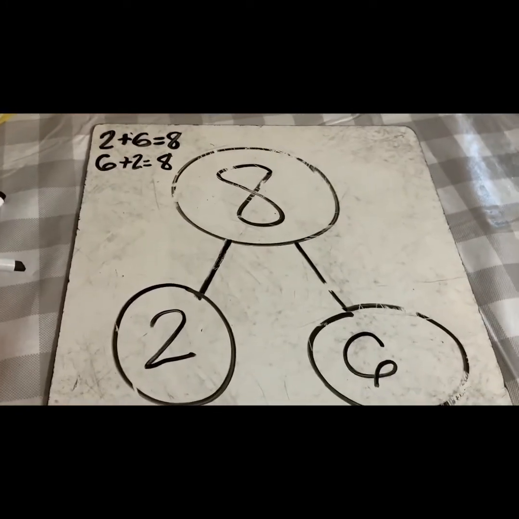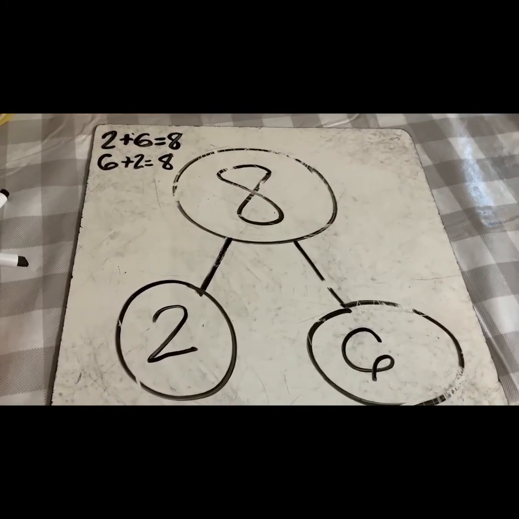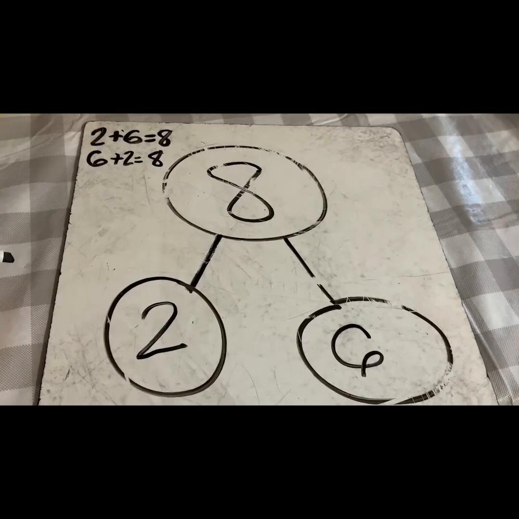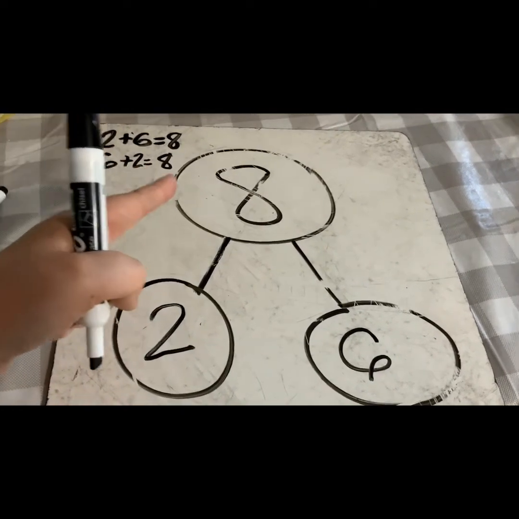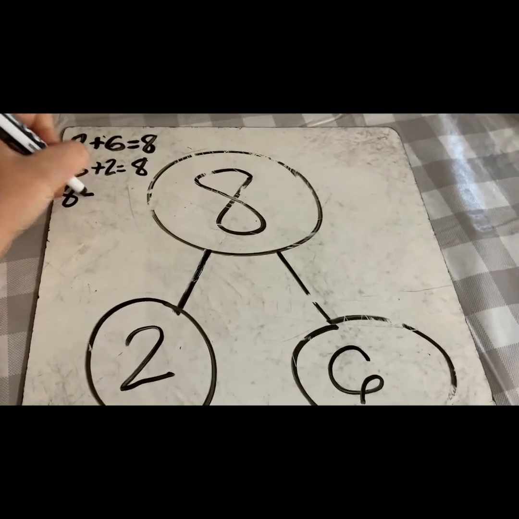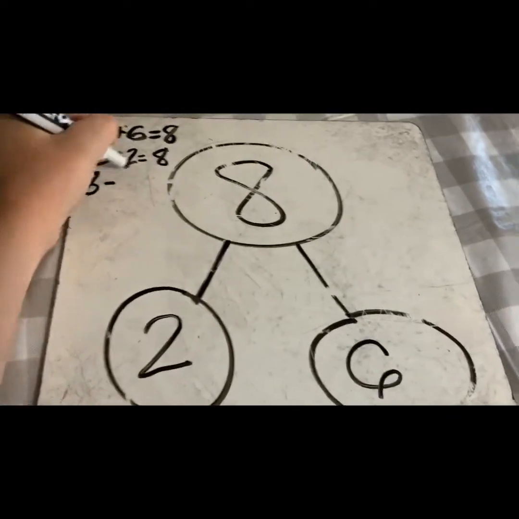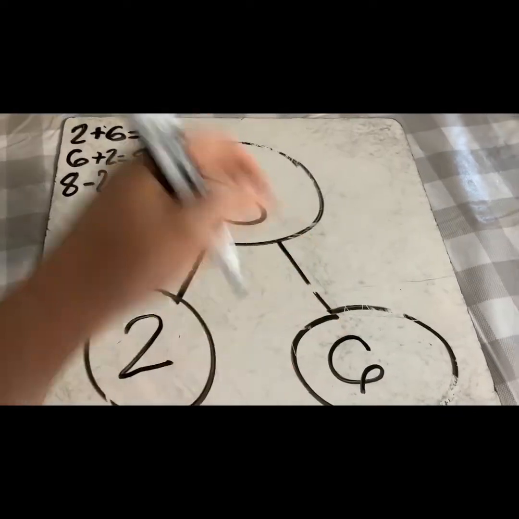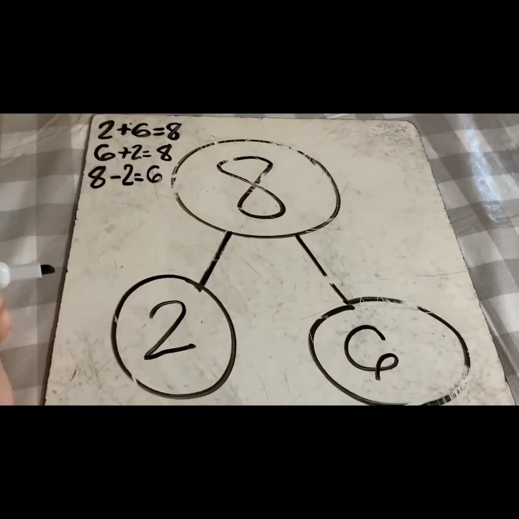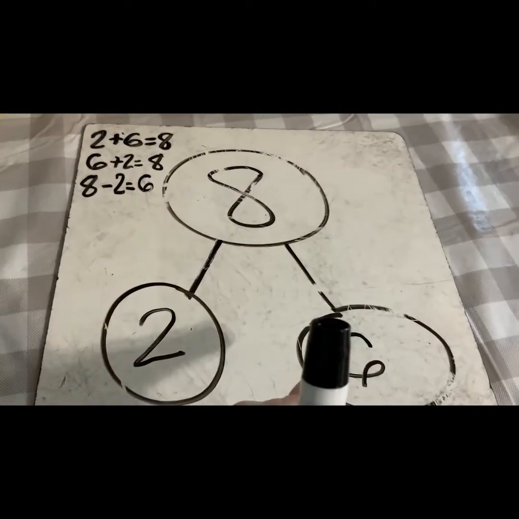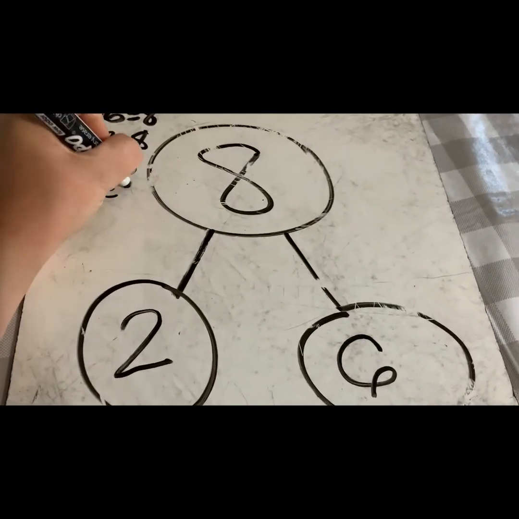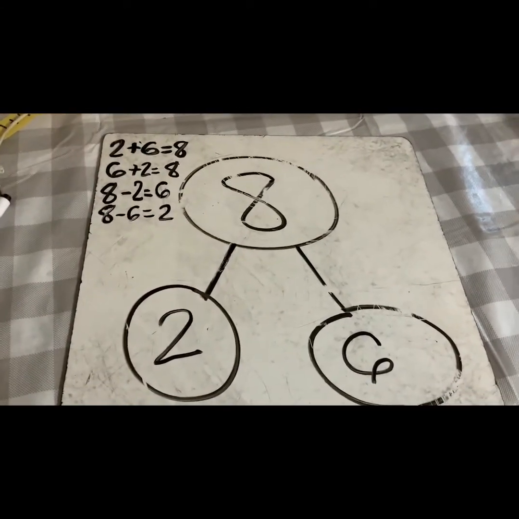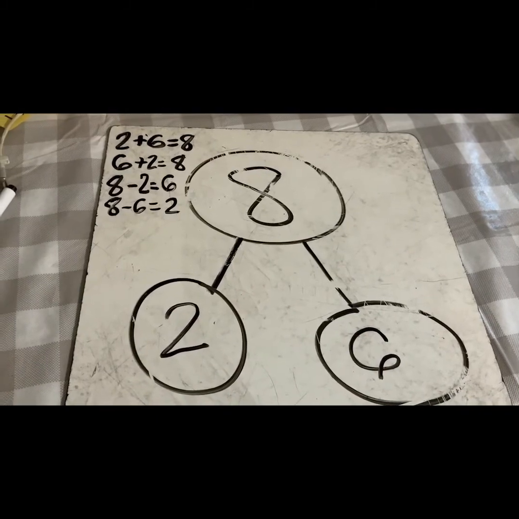Then I'm switching into subtraction. So think about what we start with in subtraction. We start with our whole. So 8 minus 2 equals 6. And I can go backwards and say 8 minus 6 equals 2. All right, so now here's your homework.